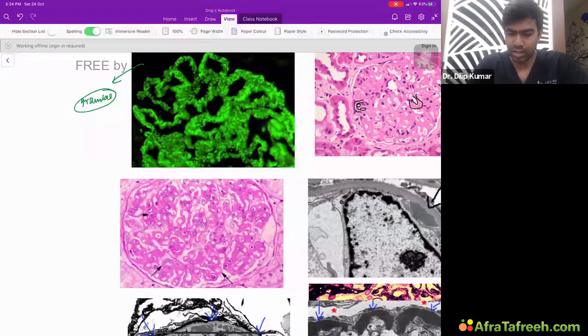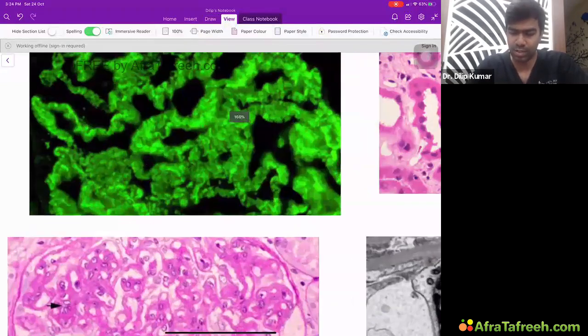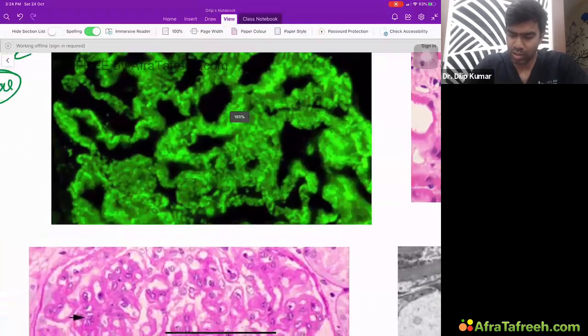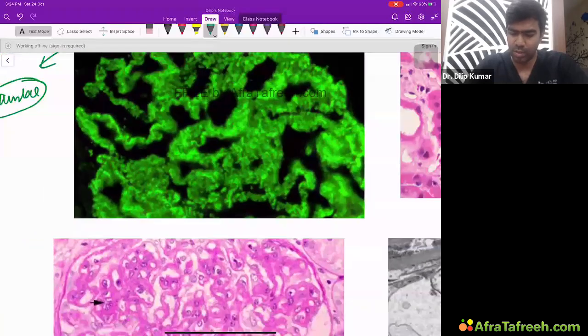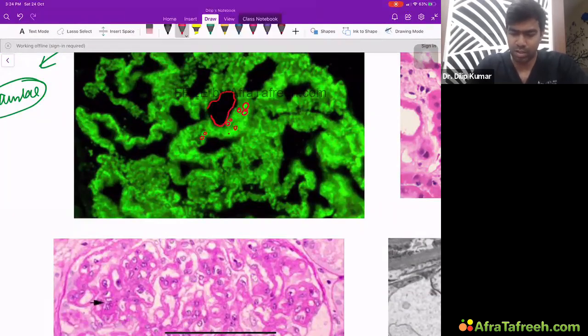And I think if you zoom a little bit, you can see this is not a very smooth pattern like what we have seen. It is more granular. You can see these chunky deposits. This is a capillary loop. They're seen on the walls of the capillaries, this kind of granular deposit. This is not a very smooth deposit. So this is typically a granular kind of deposit that you see on the capillary walls. It's more in the subepithelial region.